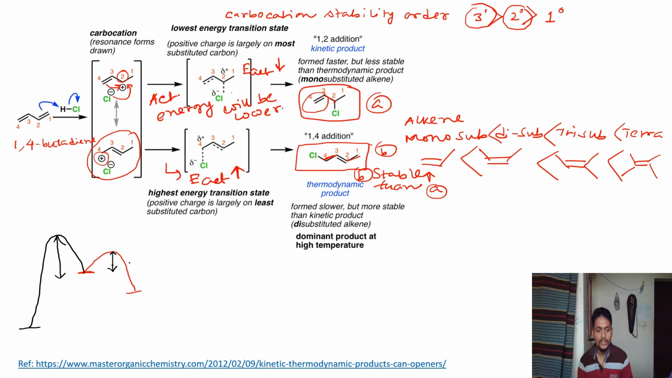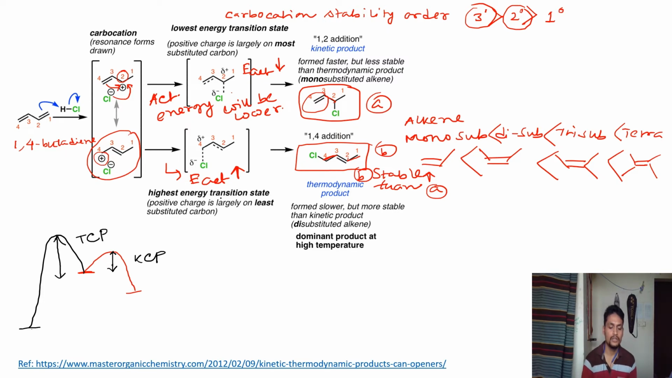Activation energy lesser means we can reach it at a lower temperature. So this is called KCP. And activation energy is higher, that means it cannot be reached at a lower temperature; we need a higher temperature. That means this is TCP, and the product stability is higher. And so this is the case.